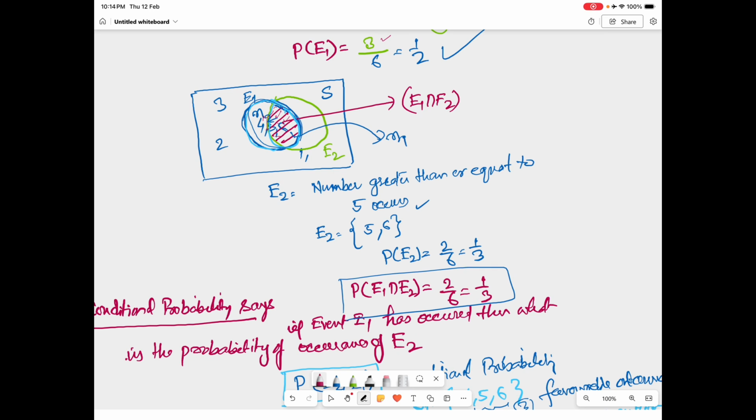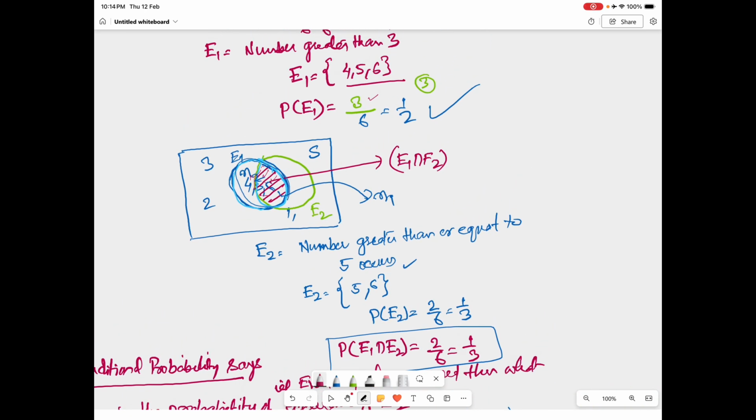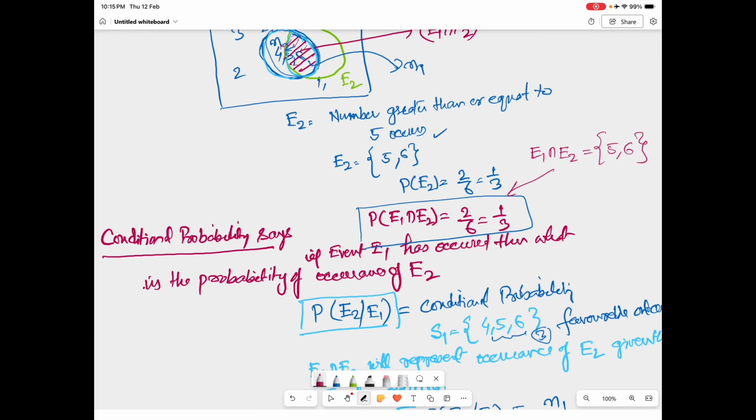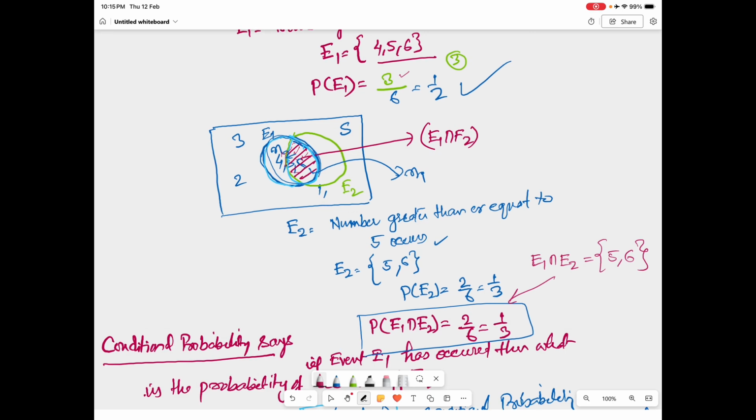You can see here, number greater than or equal to 5: 5 and 6 are the two numbers, whereas in E1, 4, 5, 6 are the numbers. So intersection means the elements which are common to these two sets. So 5 and 6 are common, that's why I should write here E1 intersection E2. If I have to define this set, this will be nothing but 5 and 6. On that basis, I can write that the probability of E1 intersection E2 is 2 by 6, which is 1 by 3. Hope you have understood this basic concept of probability.